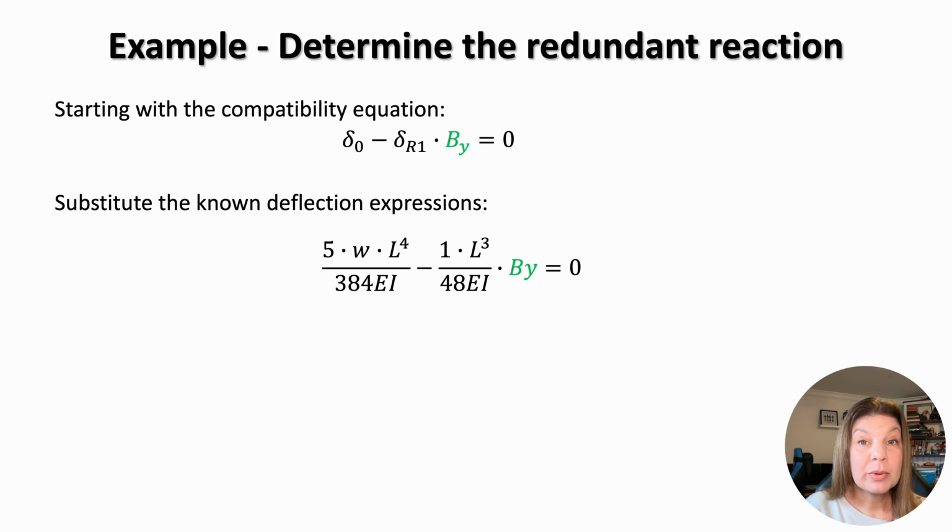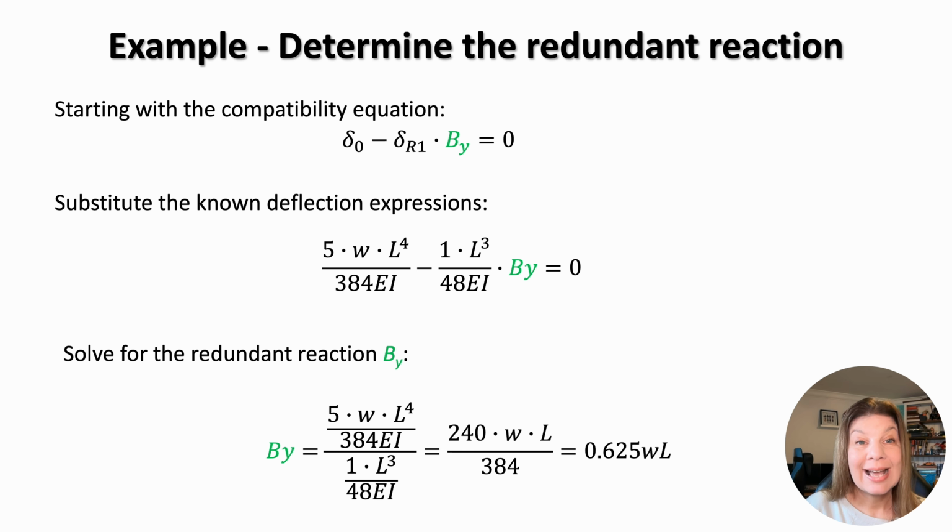This is exactly what we'd expect because both deflections are calculated for the same beam. We can now rearrange the equation to make By the subject. And after simplifying, we obtain that By equals 0.625 WL. This is the value of the redundant reaction at support B.